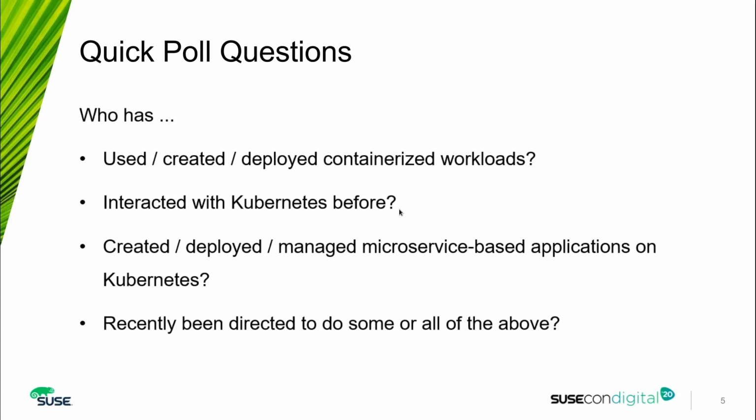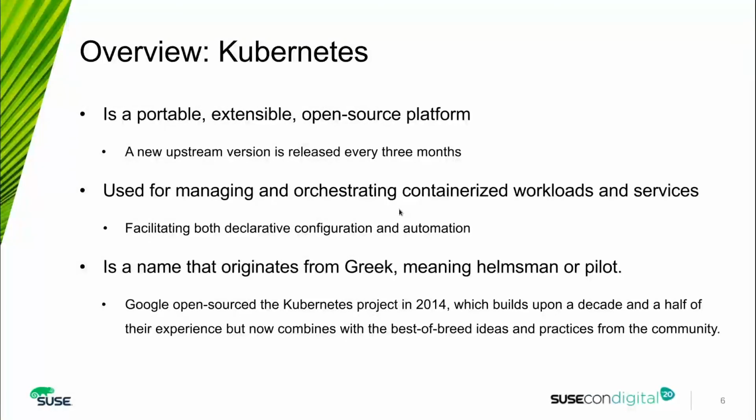Okay, on to the next slide. So what is Kubernetes? What is that technology? First of all, it is a very portable environment. It's very extensible. It is open source. If you were to follow that upstream community, you'll see that they release a new version about every 3 months. The good news is there's lots of features that come in, it's growing, it's getting more and more capable and more flexible.